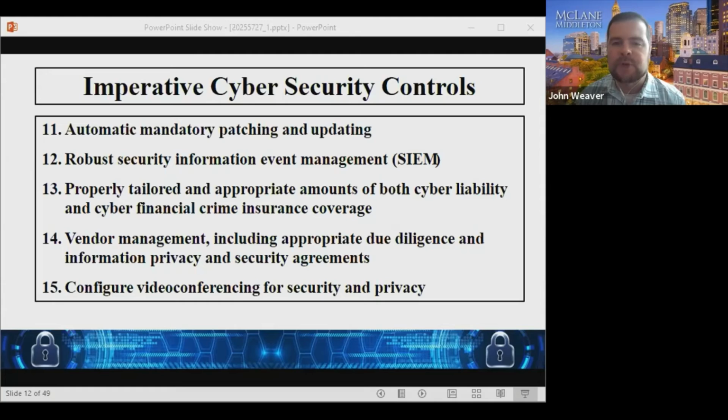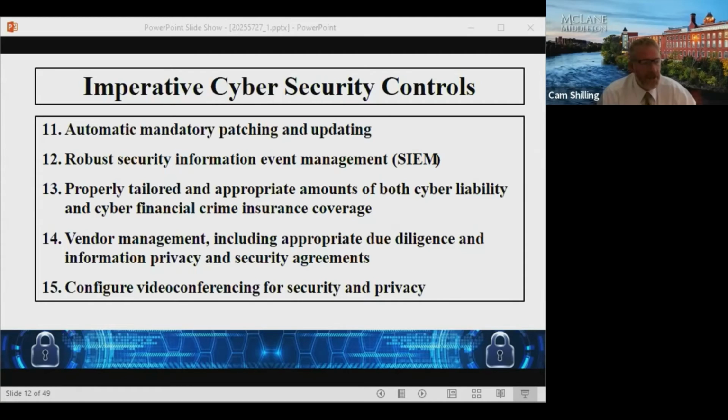Robust security information event management. This makes sure that in the event of an incident, your information security systems are being coordinated by a centralized application, and that it is not so flimsy that the security controls you have in place aren't being properly utilized.